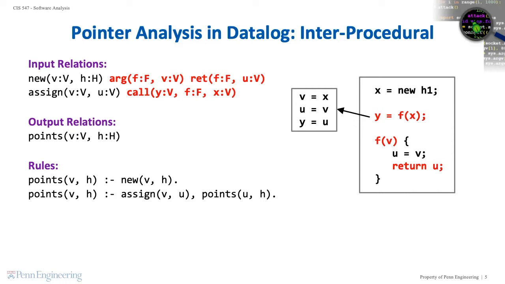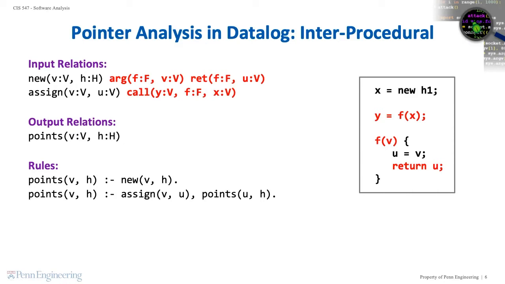Arg(f, v) means that the function f is defined with v as its argument variable. Ret(f, u) means that function f returns the value of the variable u. And call(y, f, x) means that the function f is called with argument variable x and that its output is assigned to the variable y.